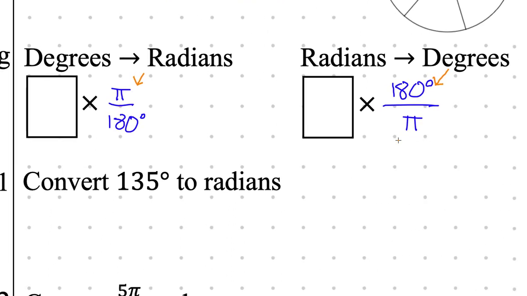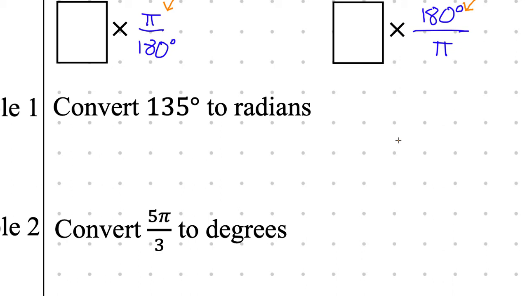So let's try one out. I have 135 degrees. I want to convert that to radians. This is almost exactly what you'll see on Khan Academy. How do I do that? Well, I write down 135 degrees, and I'm going to multiply that by some fraction right here. Which fraction do I use? Do I use pi over 180 degrees or 180 degrees over pi? Give it a 50-50 shot of getting this.